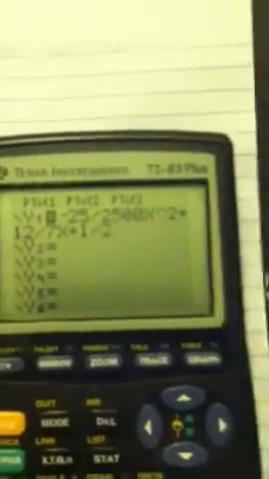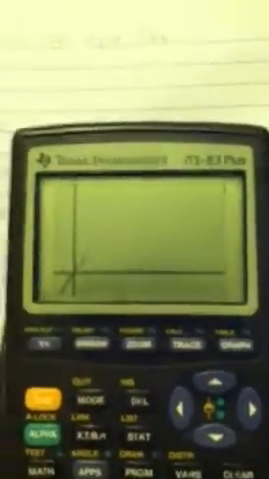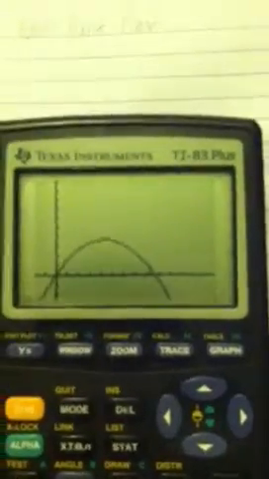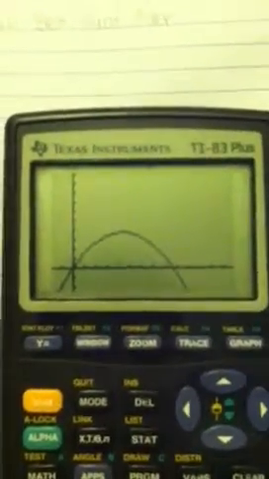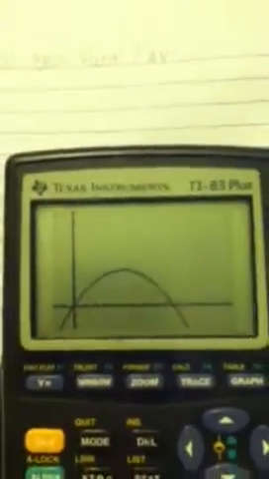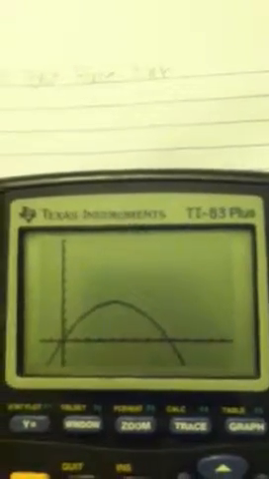Once we plugged in the equation to our calculator, we press graph. And on the calculator, your graph should look like this. The first question for this equation is how high is the football off the ground when it is punted.